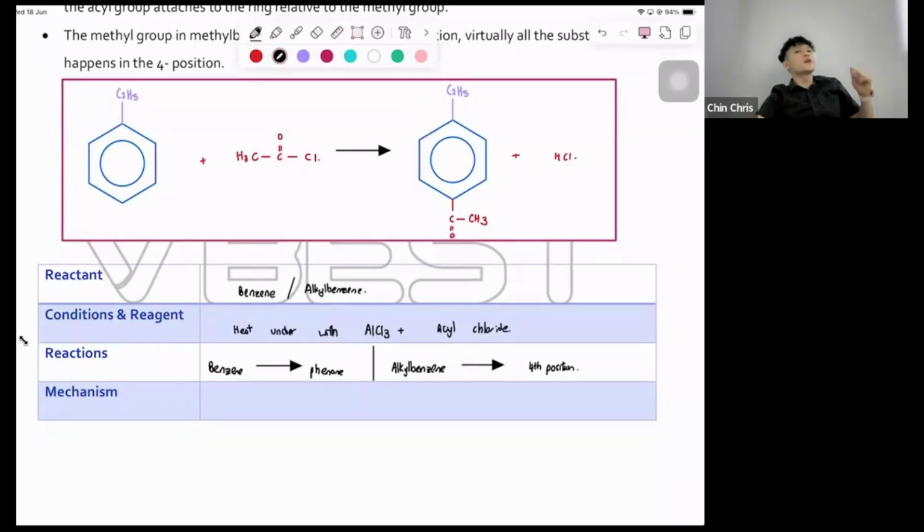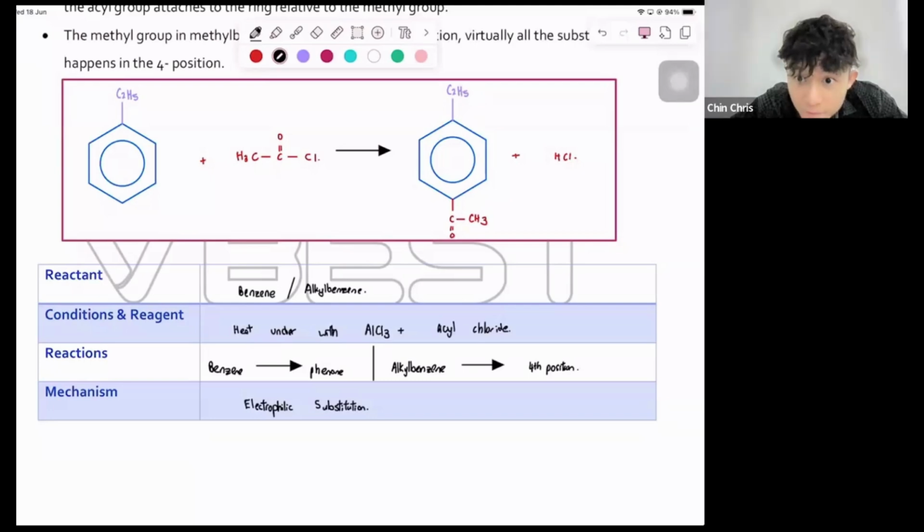So guys, again, you see what you're trying to do? You're getting rid of your hydrogen and substituting it with an acyl group. So this reaction is also electrophilic substitution. Done. All right, guys, let's continue.